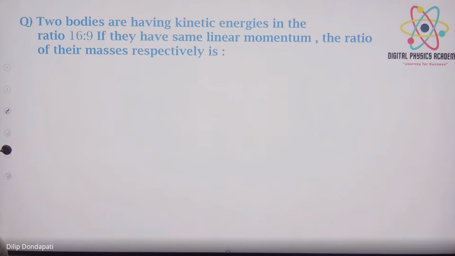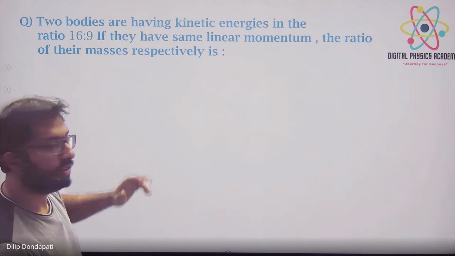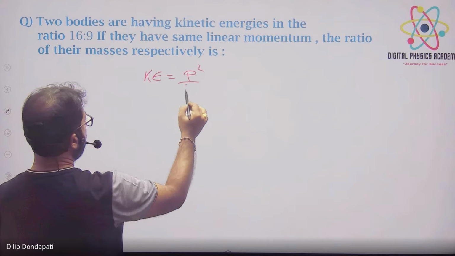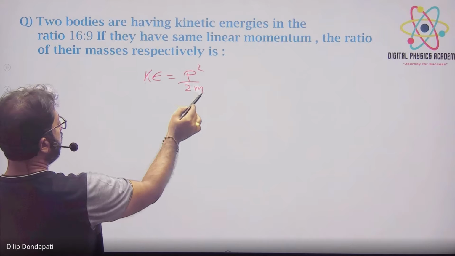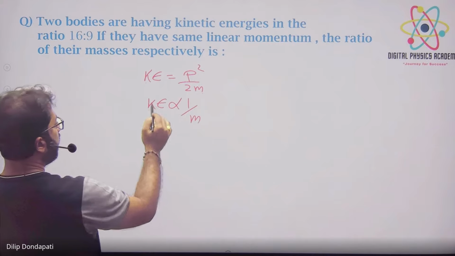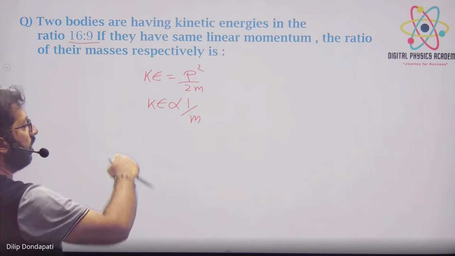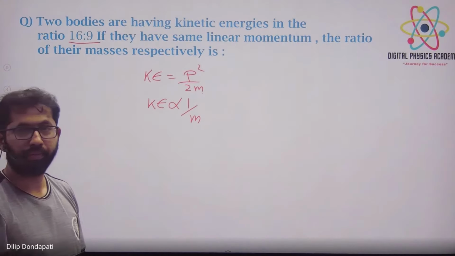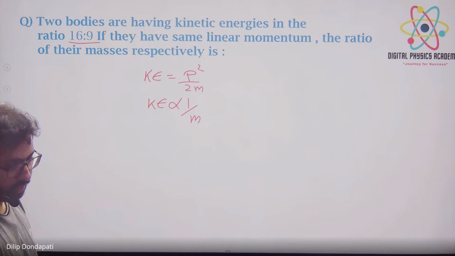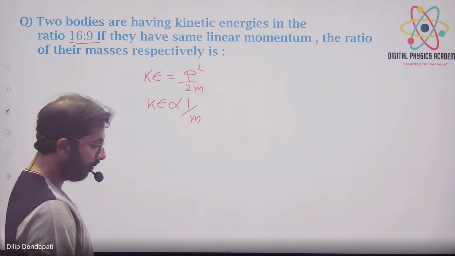They have same momentum, the ratio of their masses, kinetic energies are given. 9:16. Khatam. They're inverse relation, right? So kinetic energy is equal to P square by 2m. Relationship क्या है? Kinetic energy and same momentum है ना? Kinetic energy is inversely proportional to mass. So kinetic energy का उल्टा लगाने का. So kinetic energy 16:9, it will be 9:16. आया? Pranav, you got? Yes, sir.